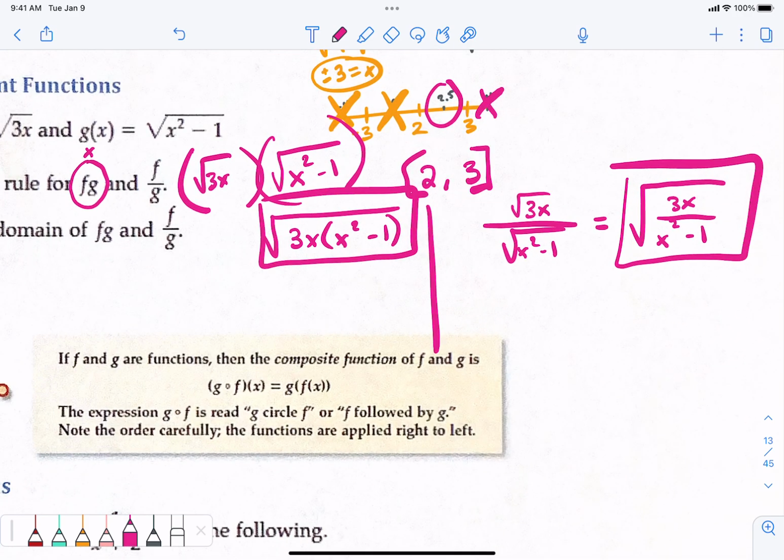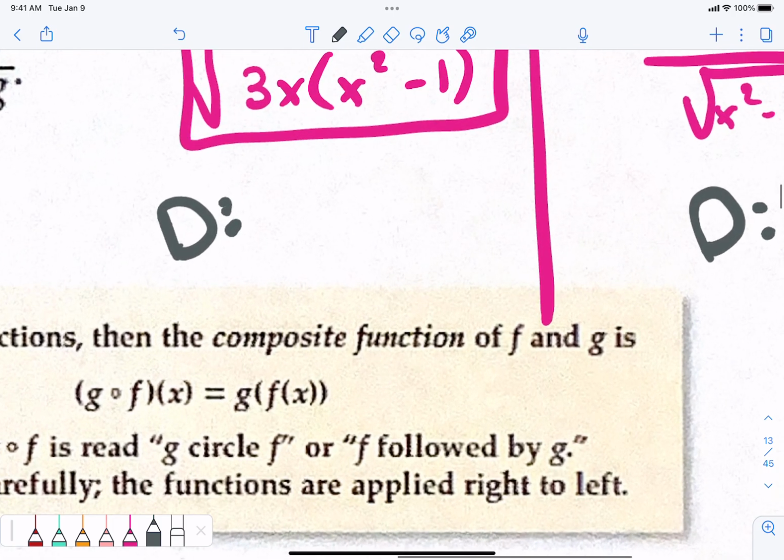Okay. Now we have to talk about domain. X can be 1. X can be plus or minus 1.